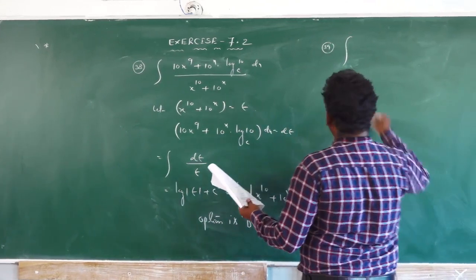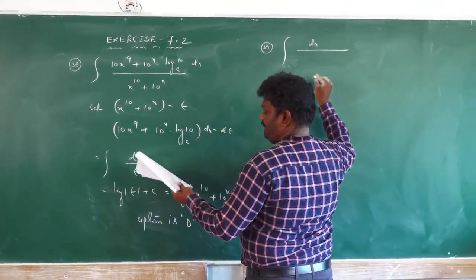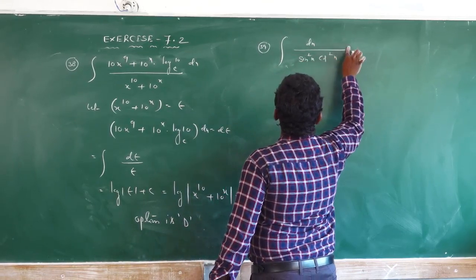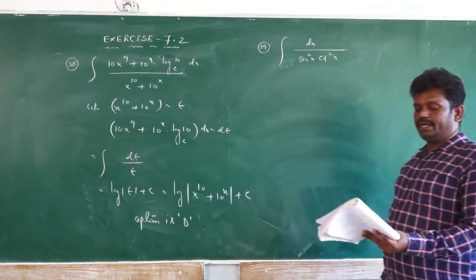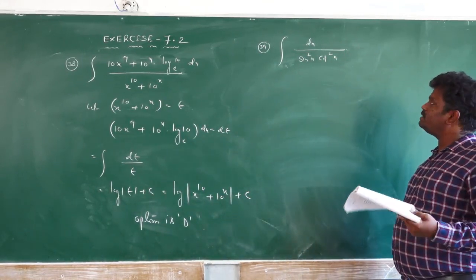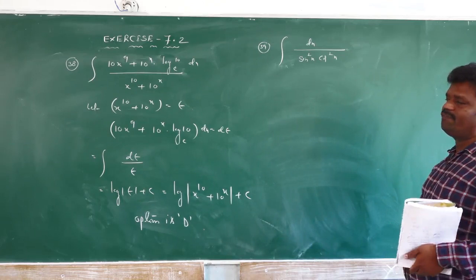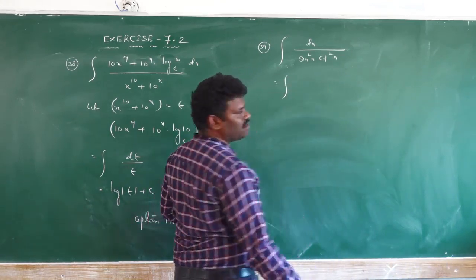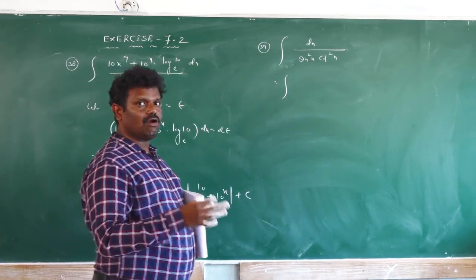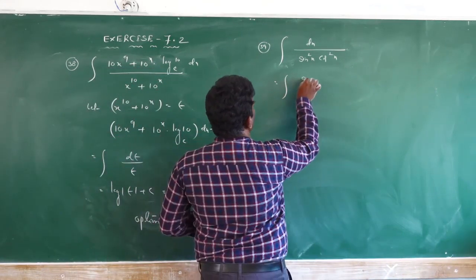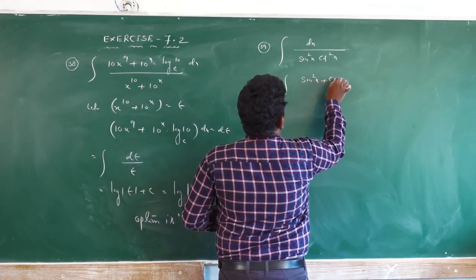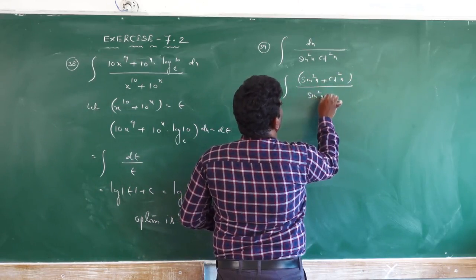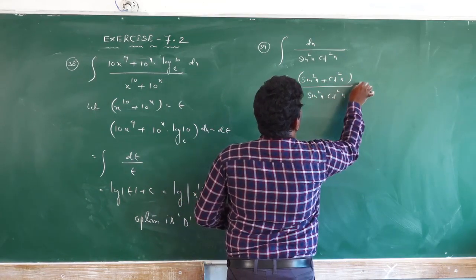Integral dx by sin square x into cos square x. How to simplify this one? In the numerator we write 1, and 1 means the trigonometry identity sin square x plus cos square x. Now we apply that identity: sin square x plus cos square x divided by sin square x into cos square x, dx.